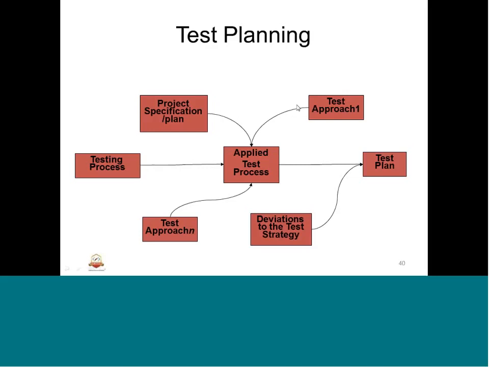Of course, this test planning needs to be aligned within the organization. So a company's test approach together with its test process which is defined in the organization are adopted to the current project based on the project specification. As I said, the project specification is the primary input. All this together will result in an applied test process, and that means an overall vision of how we will test the embedded system, in particular the product under test. This vision is then implemented in a test plan.